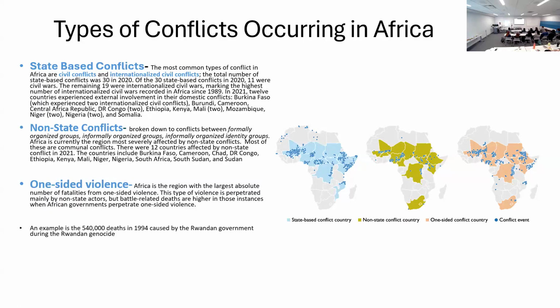But I think what we'll do at this point is just bring in our panel. And maybe we'll start out with our team from Ethiopia, then we'll go to Zambia, and then we'll go to Madagascar. So what type of conflicts, Dr. Beza, do you see in Ethiopia? State, non-state, one-sided, what makes up the most of it?